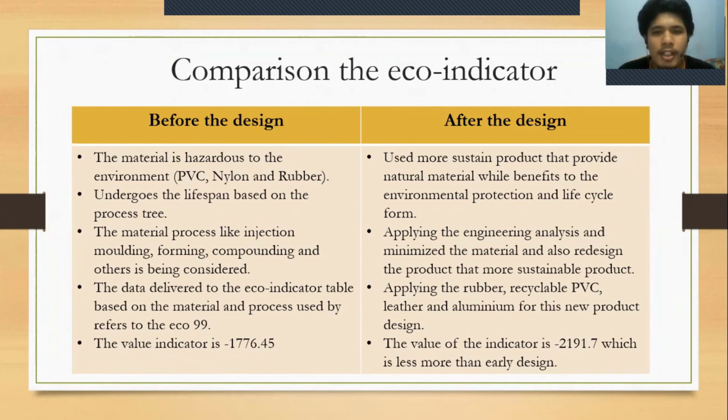And then after the redesign, we use a more sustainable product and natural material, which benefits environmental protection. And then we apply engineering analysis, minimize the material, and redesign it. And apply rubber and recyclable PVC and leather and aluminum for the new product design. And then the value is negative 2191.7, which is better than the early design. This shows the design is more sustainable for the environment and the user.